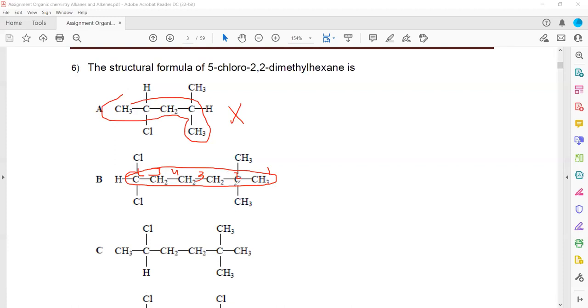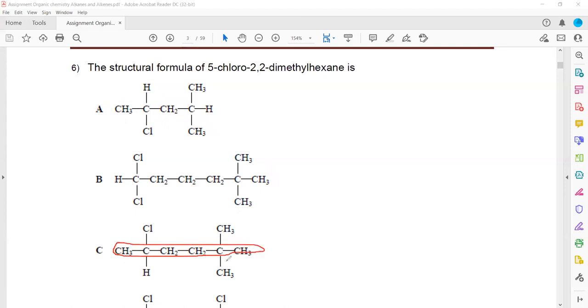So it is 2,2-dimethyl, but the problem here is that it is 6-chloro, like the sixth position has chlorine. When we count, on one side we have chlorine and on the other side we have methyl groups. So when we number 1, 2, 3, 4, 5, 6, the two methyl groups are in the second position and the chlorine is in the fifth position. That's why C will be the right answer.